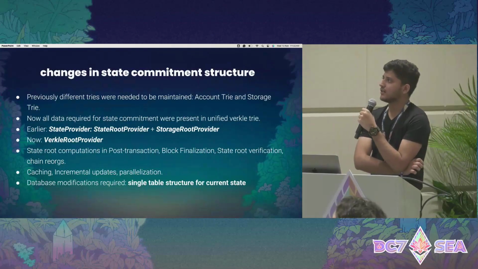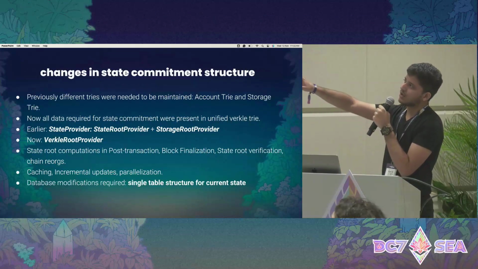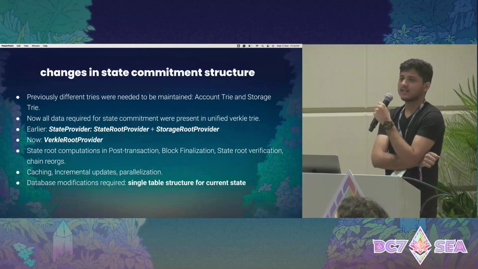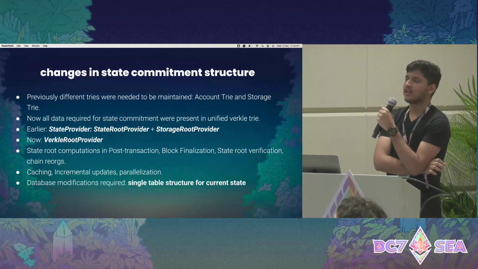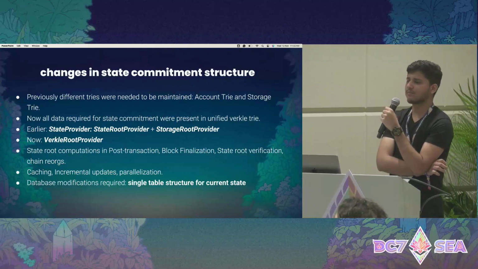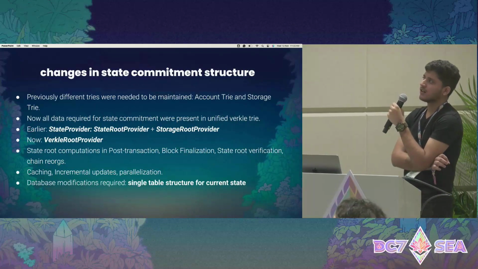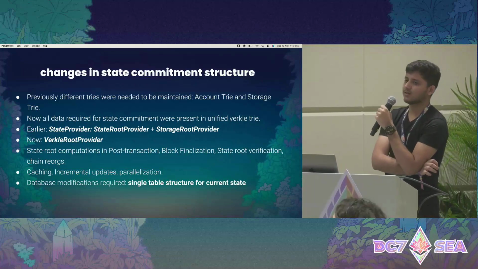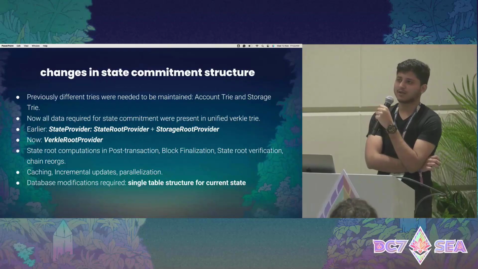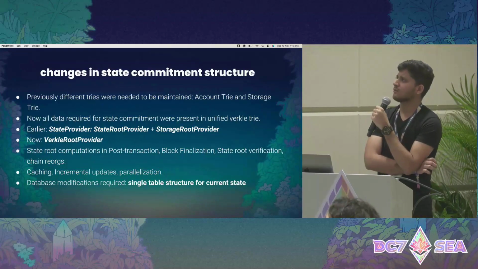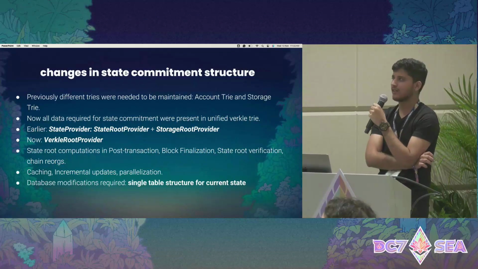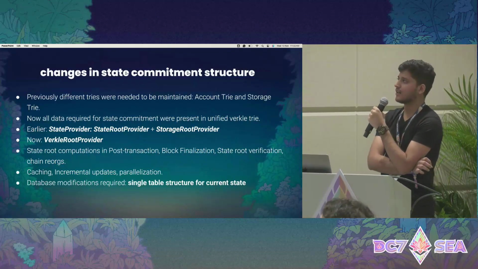First of all, reth actually uses the state provider and the storage root provider. These 2 providers are used to provide state data for the account tree, and the storage root provider for the storage tree. So these 2 providers were completely removed and replaced by a Verkle root provider. The Verkle root provider will mainly handle all the state commitment process in reth. Now the major task was to replace the code of the state provider and storage root provider everywhere they are used.